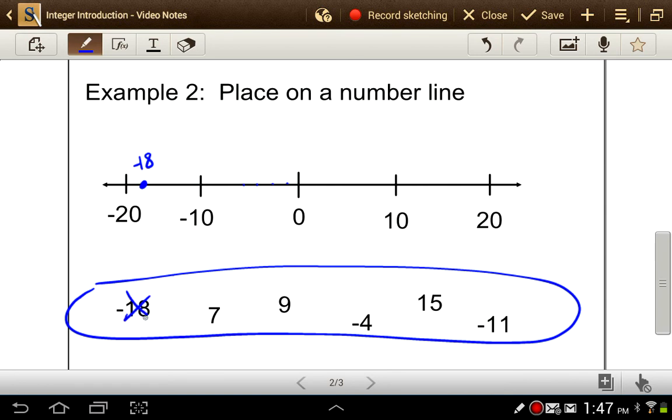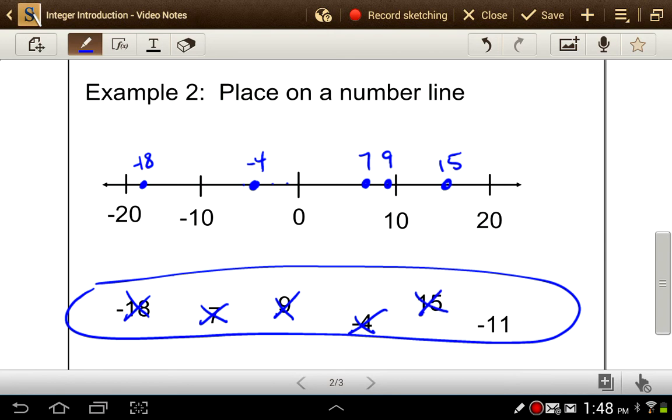Okay. Next is 7. 7 goes this way. That's going to be about right here. So I'm going to mark that one 7. Next we have 9. That's going to be between 7 and 10. So 9 is going to go there. Negative 4. That's just about halfway between 0 and negative 10, but not quite. It's going to be right there. That's negative 4. Then we have 15. 15 is going to be halfway between 10 and 20. So 15 will go right there.